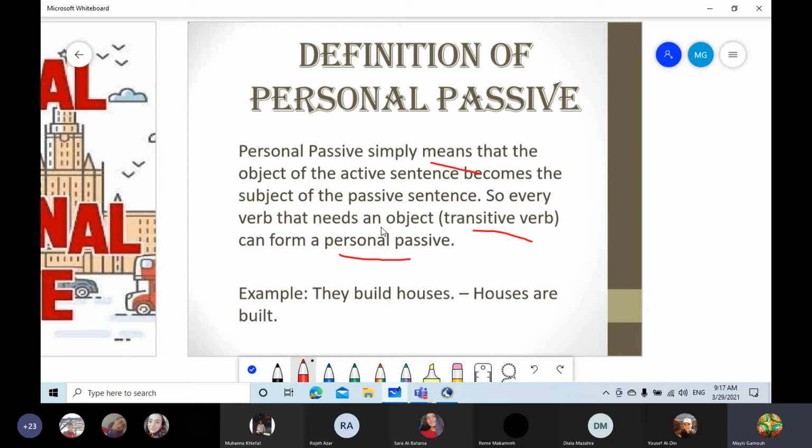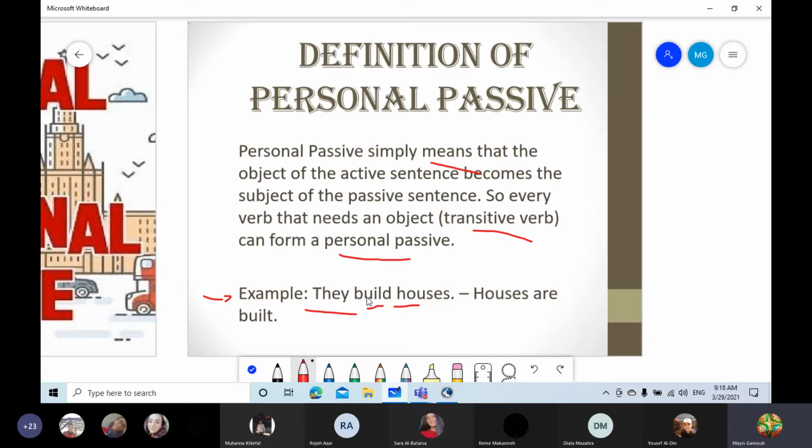Let's clarify the definition in here with an example. When I say they build houses, this is an active sentence, and my subject here is they. My verb is build, and here it is a transitive verb because I cannot say they build and stop. They build what? They build houses, or they build schools, or they build apartments, they build a room. They build something. What is it? Here in our case, it's houses.